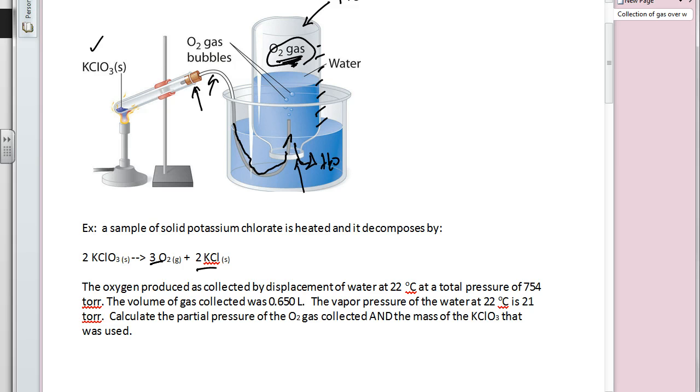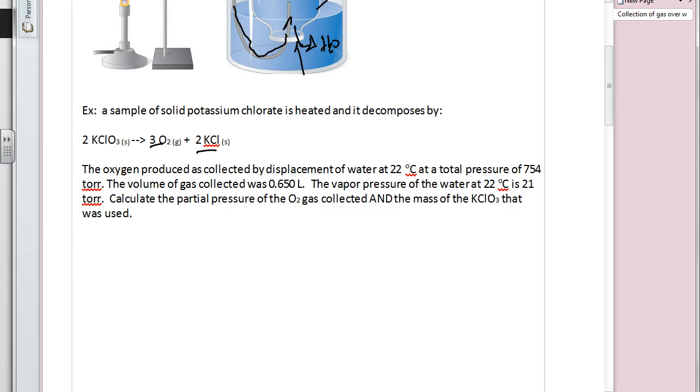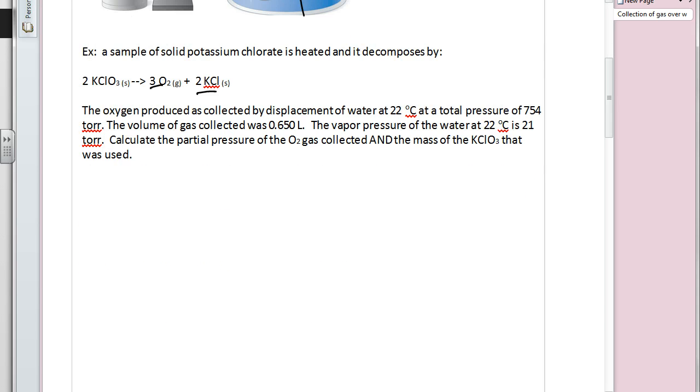So let's look at a problem that involves this type of lab setup. Scroll down here on this problem, and we have an example. A sample of solid potassium chlorate is heated and decomposed. We're given a balanced equation. The oxygen produced is collected by displacement at 22 degrees Celsius. The total pressure is 754 torr.